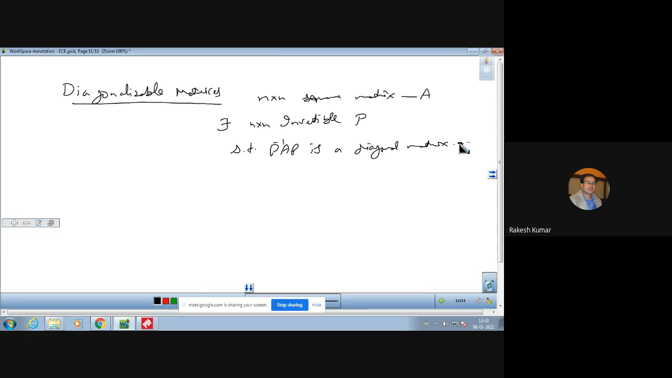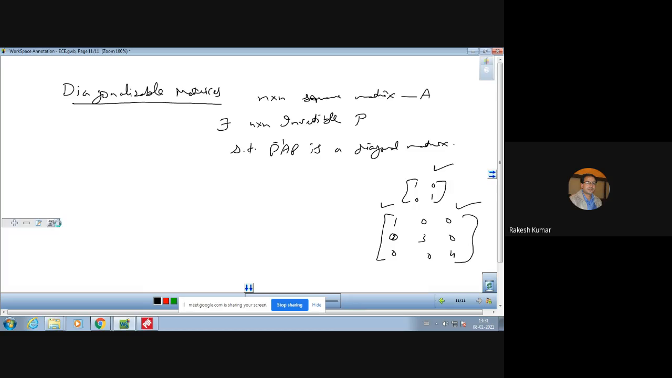A diagonal matrix means one in which only the diagonal elements are non-zero. Suppose the identity matrix: this is a diagonal matrix, whose diagonal elements are 1 and all other elements are zero. And suppose we have 1 0 0, 0 3 0, 0 0 4. This is also a diagonal matrix in which the diagonal elements are non-zero, like 1, 3, 4. All other elements are zero. So this is also a diagonal matrix.